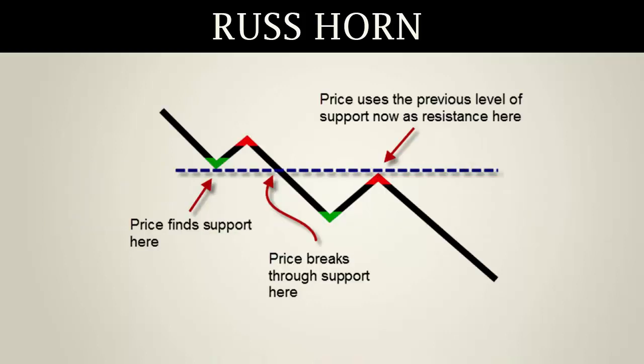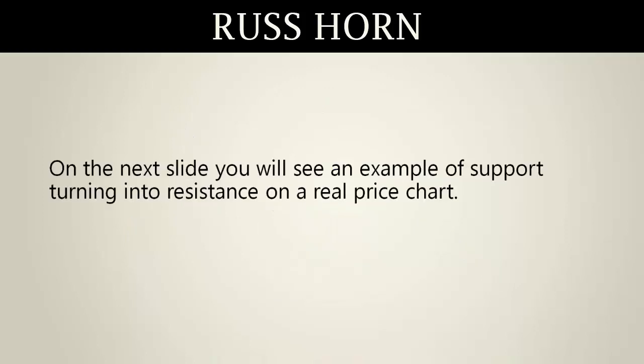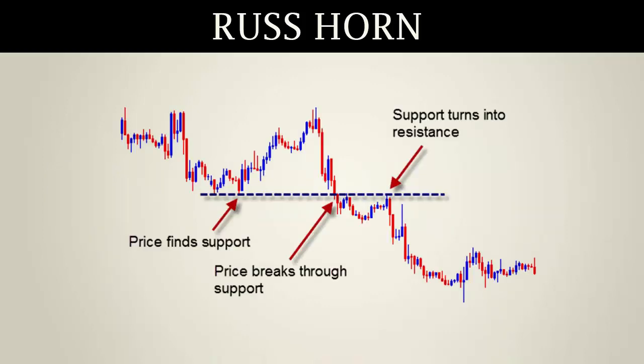This is a great illustration of how price bounces off of a level, comes down, bounces off its support at that point. Price breaks through that level and drops below it. But then what happens next is it rises up to that previous level. It was support, now is resistance, and price will bounce down. On the next slide, you'll see an example of support turning into resistance on a real price chart. Price finds support, price breaks through support, and then support turns into resistance.